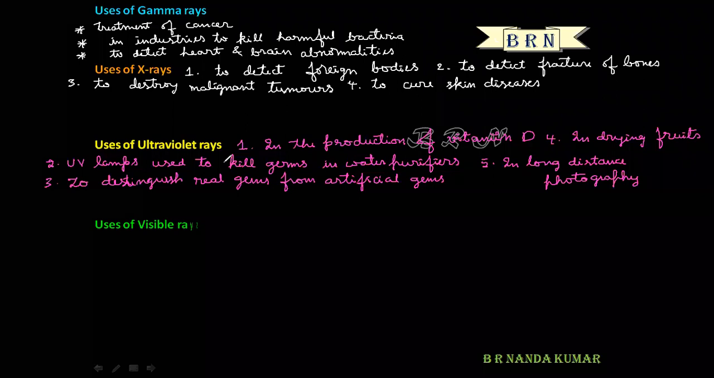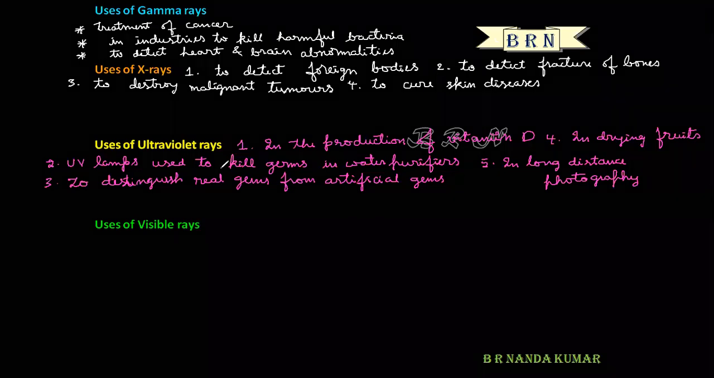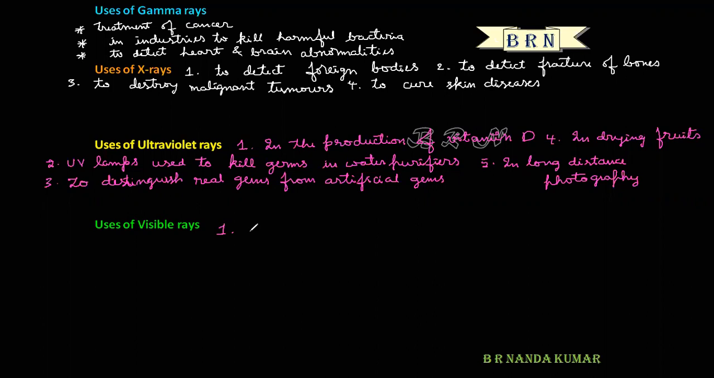The next one, uses of visible rays. We concentrate visible light to make lasers. So visible rays are used to make lasers.